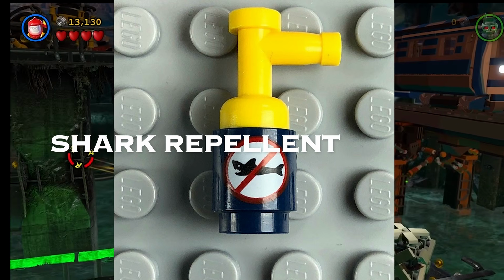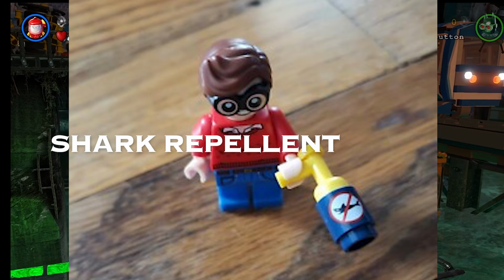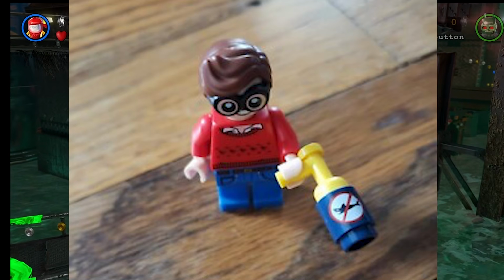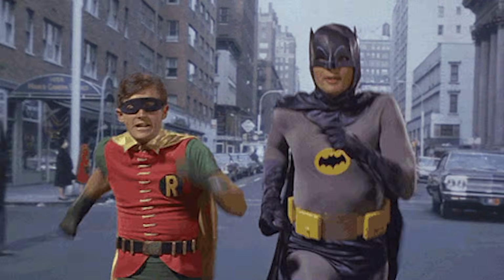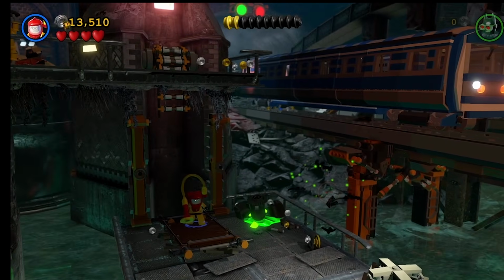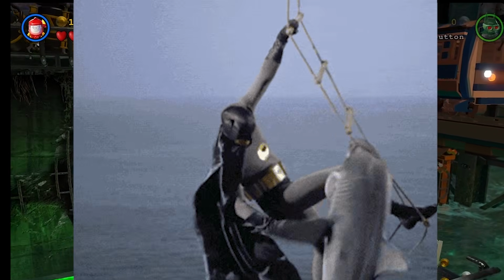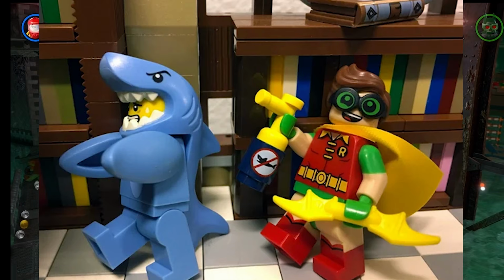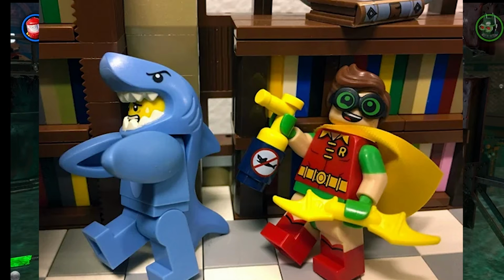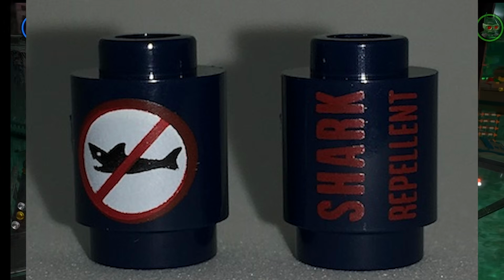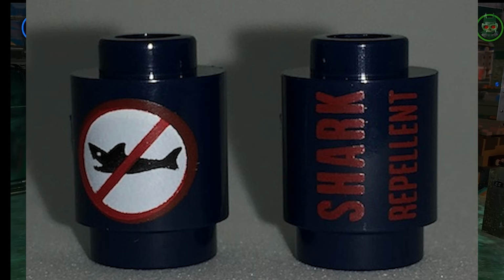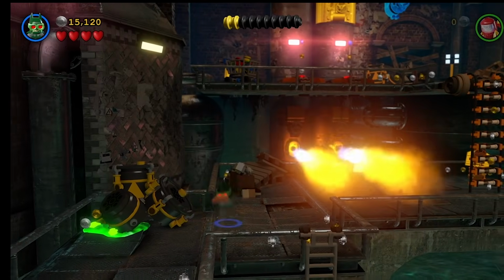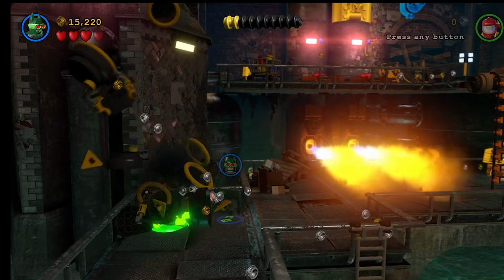Shark Repellent. This refers to an accessory that comes with the Dick Grayson minifigure from the LEGO Batman Movie collectible minifigure series. If you've seen the 1966 Adam West Batman movie, there's this one scene where Batman's dangling from a ladder attached to the Bat helicopter over the water, and there are these sharks trying to eat him, and Robin just so happens to have a bottle of shark repellent on hand, which is used to scare off the sharks. This is just one of the many goofy things from that era of Batman, and LEGO kind of pokes fun at that, or at least kind of pays tribute to that with this minifigure accessory.